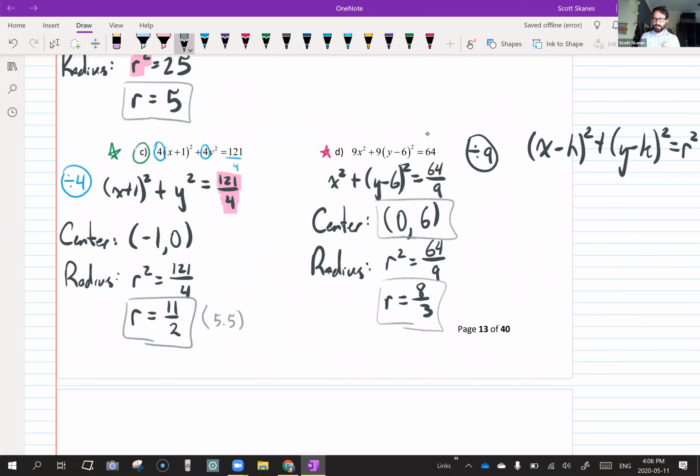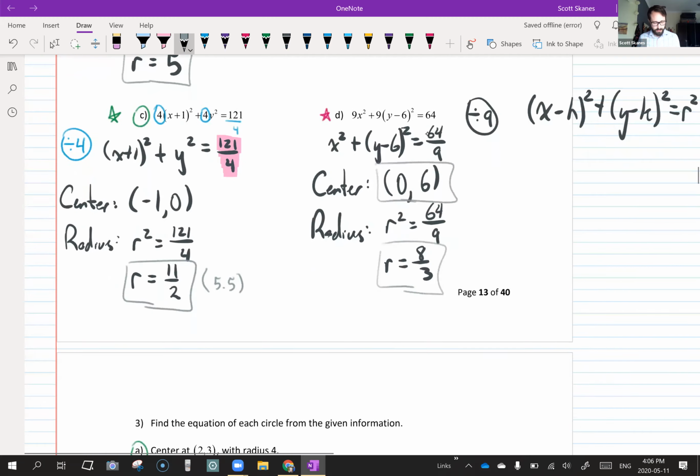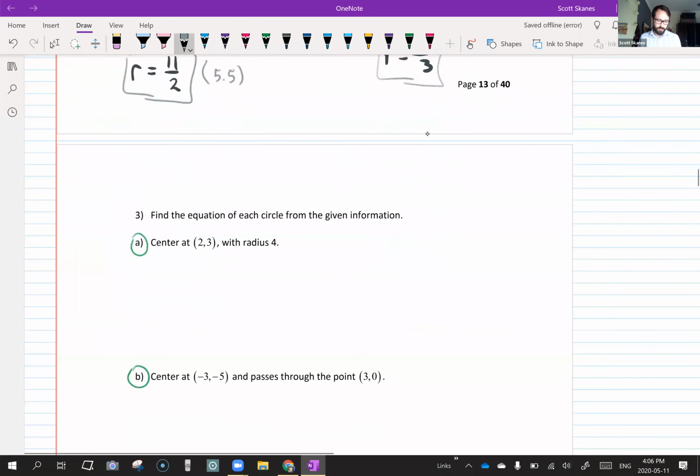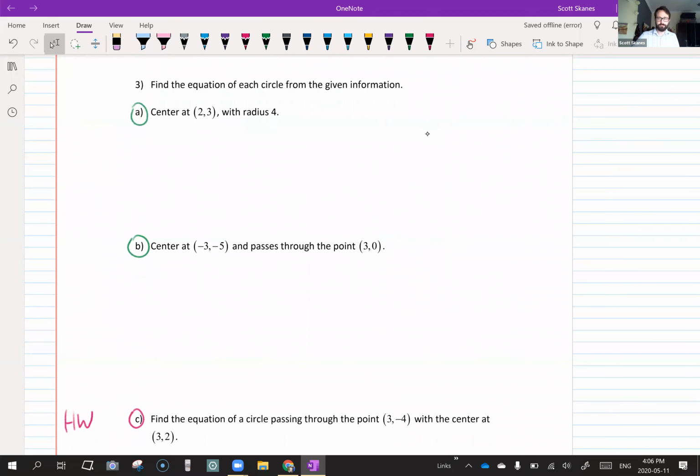Ellipses, not so simple. Lots more to cover there. So I'm going to try to go a little bit faster. If you need to go back over this, watch the video or tell me to go back a little later.